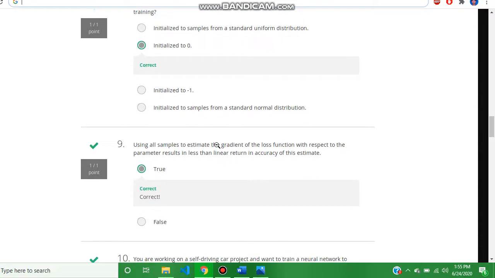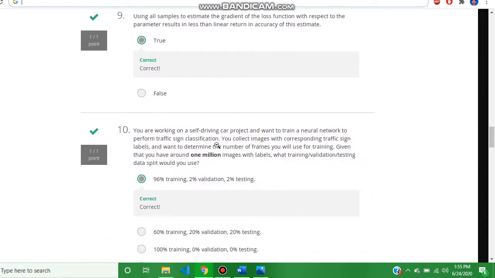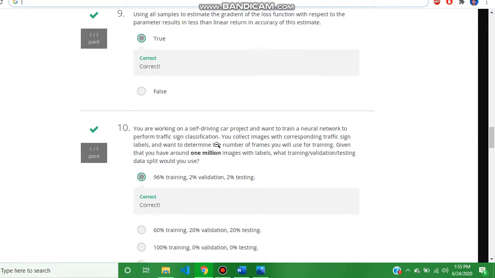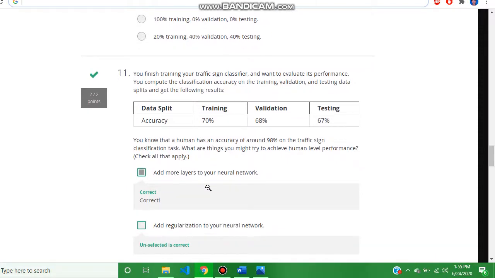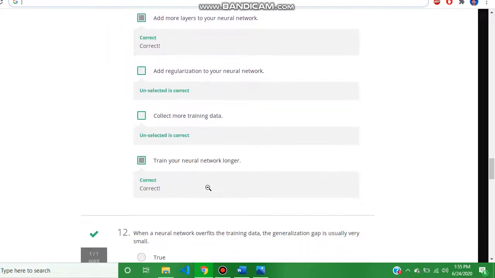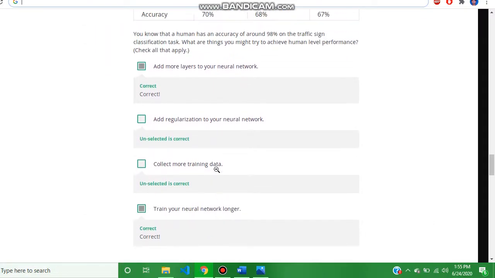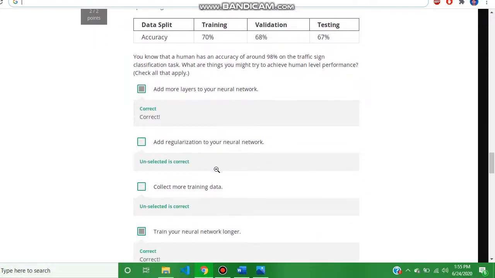And the question number 9th is true. And the question number 10th is 96% training, 2% validation, and 2% testing. And the question number 11th, and the answer is add more layers to your neural network. Train your neural network longer. Question number 11th answer is first and fourth.